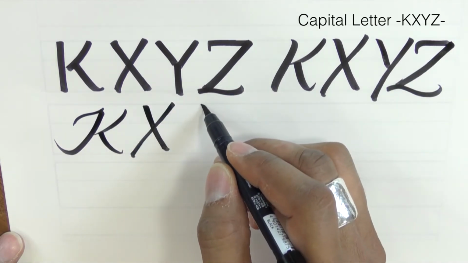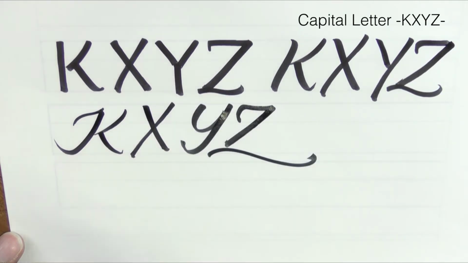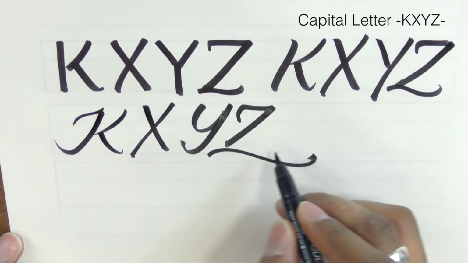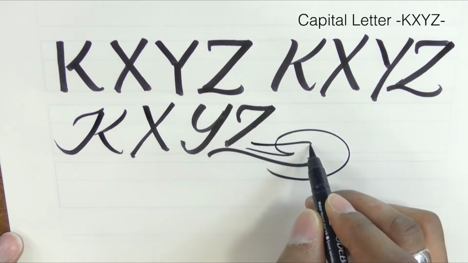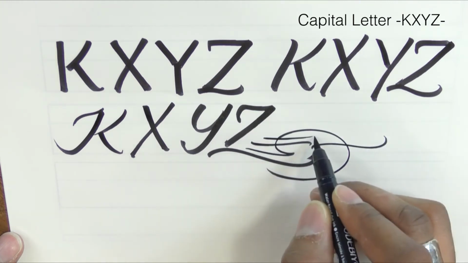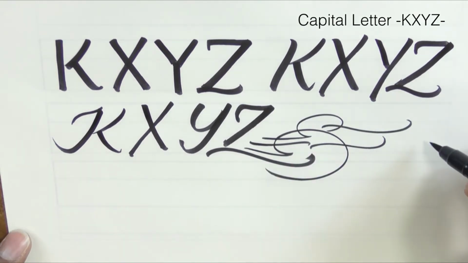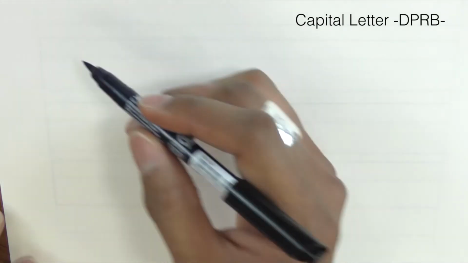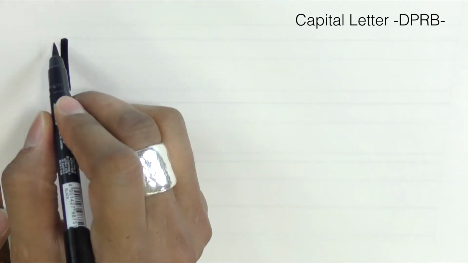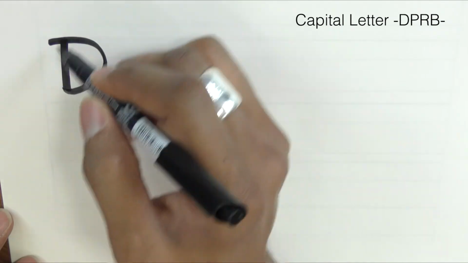And I'm changing the Y with an extension on the Z. These extensions can very easily help us to produce flourish shapes, to extend and fill the line. D, P, R, and B come next. So much slower.